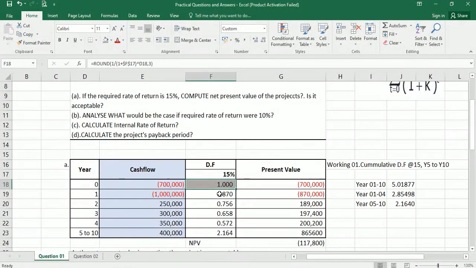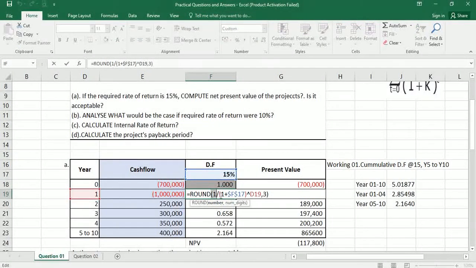But how can you calculate it? You can follow the formula 1 over (1 plus r) to the power n. Accordingly, 1 over within brackets 1 plus 15%, I have put these cell references, I select the cell for 15%, to the power n. To the n, you have to apply the year. Here n is equal to 1.